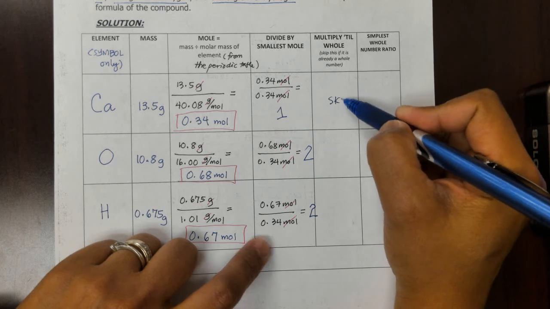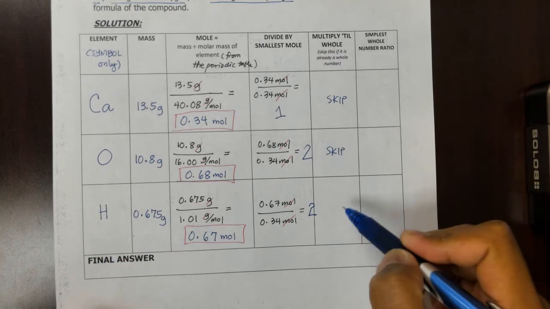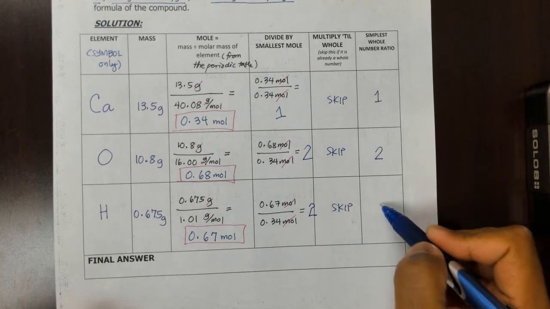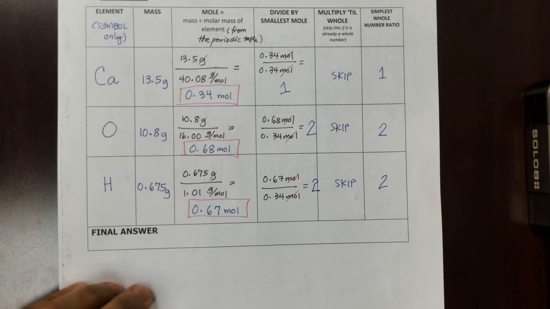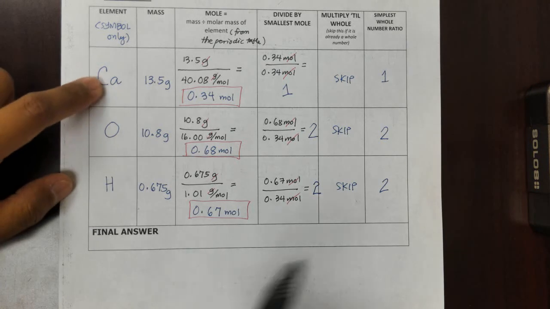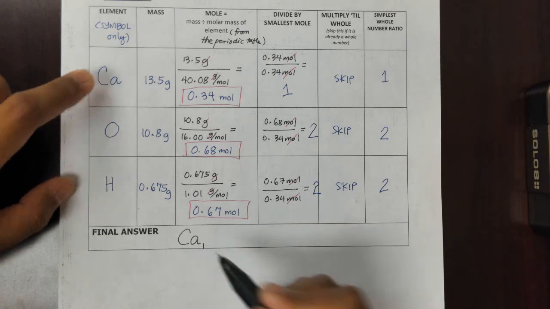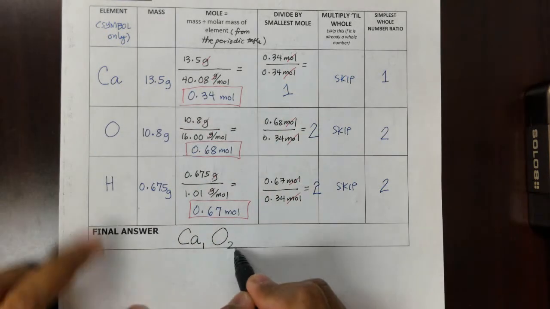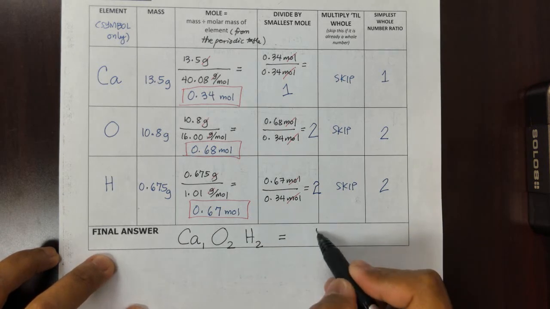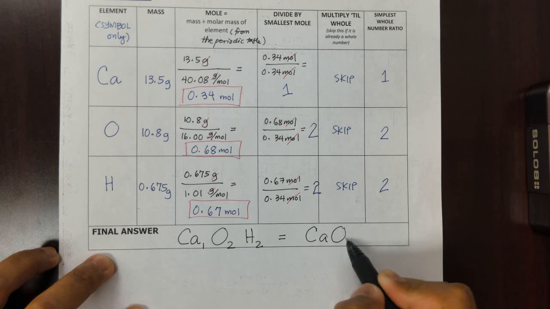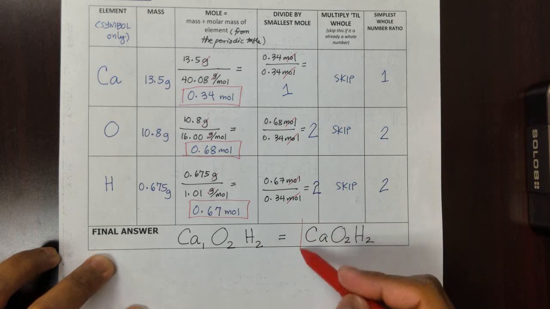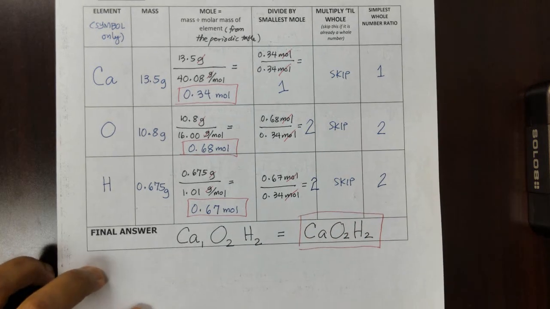So that means the next column will just have to skip this. And so our final ratios are 1, 2, and 2, which leads us to the final answer of the empirical formula. So Ca is 1, O is 2, and H is also 2. And because we don't have to write the 1, the final answer will just be CaO2H2. And this is our final empirical formula for this problem.